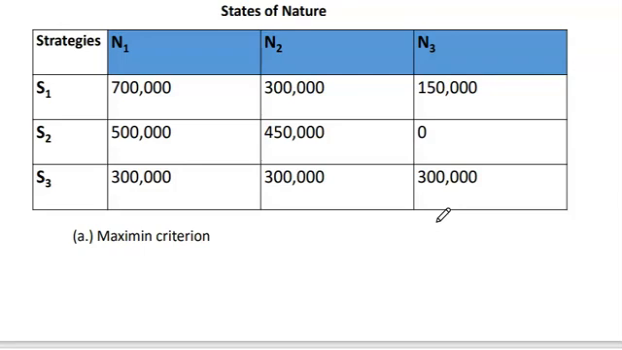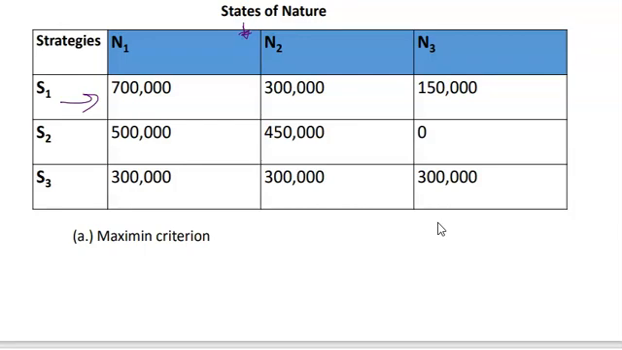Please note this. To make a decision, you use your strategies. These are your decision alternatives, your strategies, your acts, your actions, to make a decision. You don't use your states of nature because they are not under your control. Decision alternatives are under your control. These are the things you use to make a decision.